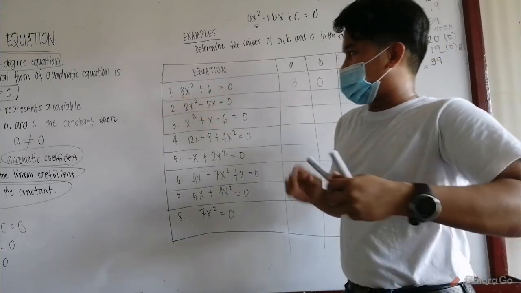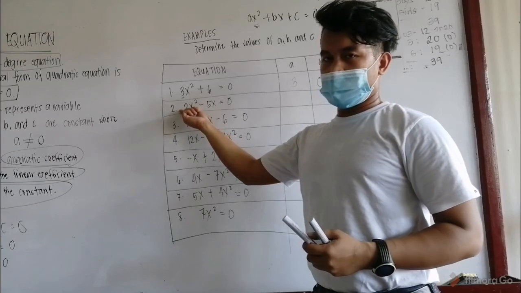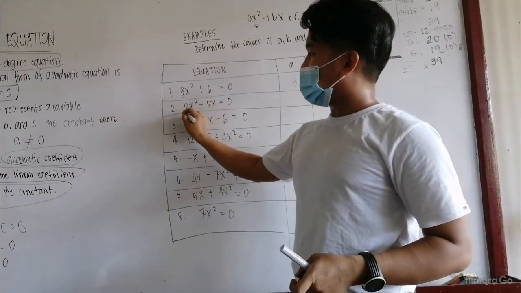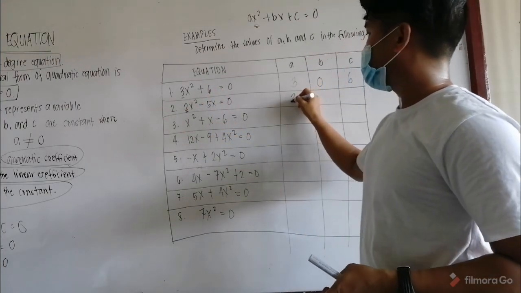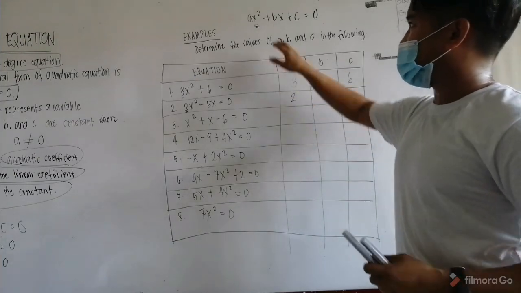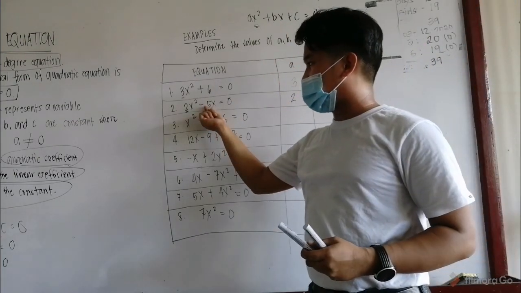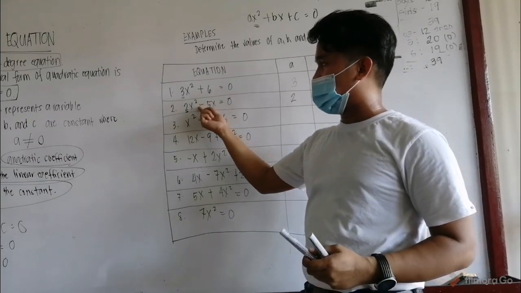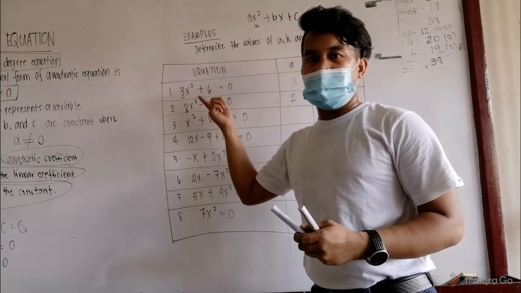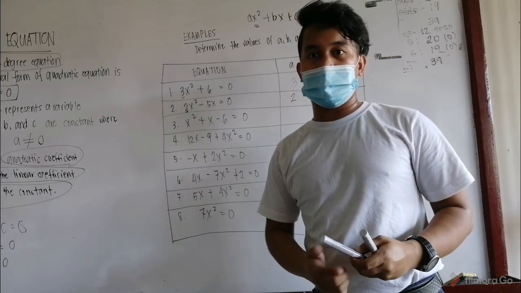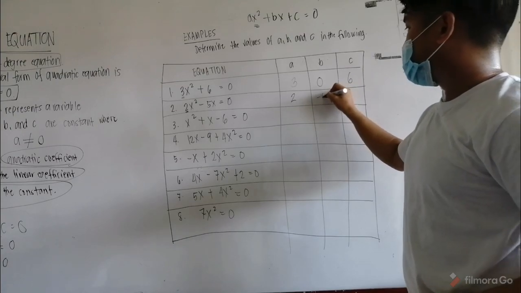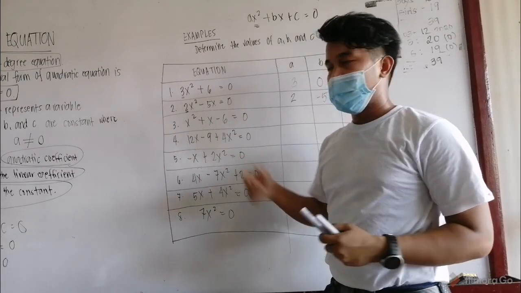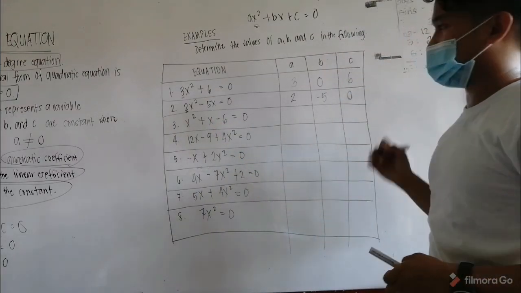For our number 2, 2x squared, automatically, kung ano yung kasama ng x squared, yun yung a. Okay? Then we have here 2. What about b? Okay, kasama siya ng x. Our b here is 5x, pero dahil nabago yung sign niya, minus 5x, kaya ang ating b is negative 5. So we have negative 5 here. Now, what about our c? Meron ba tayong c? Wala. Therefore, our c is 0.